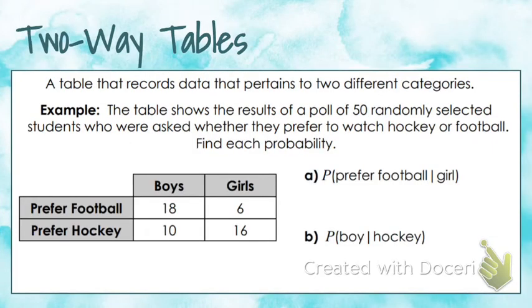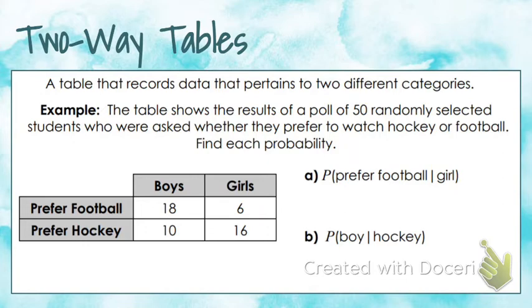So the next topic on this is two-way tables. And basically these have already organized the information and the people into groups, and you just get to read a chart. So this is kind of nice because everything's already organized for you. So a two-way table records data that pertains to 2 different categories.